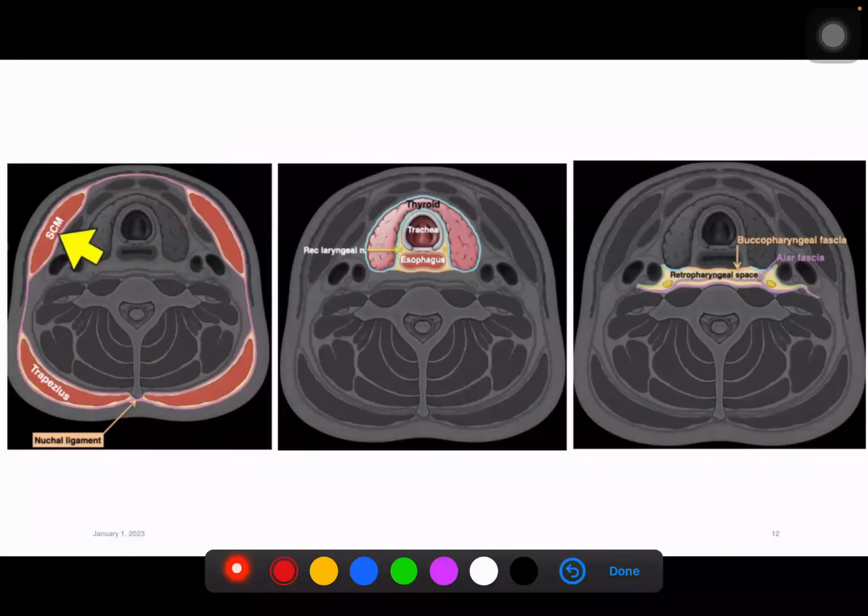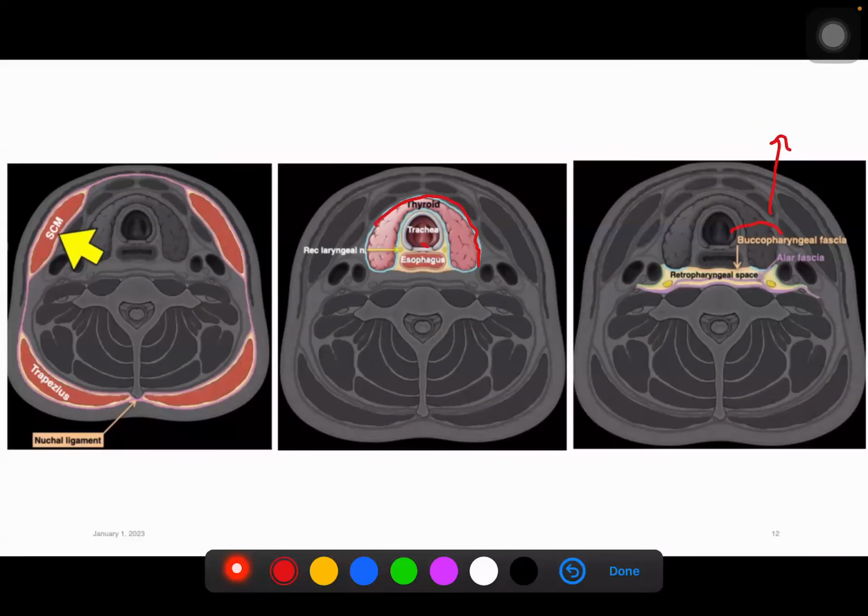Regarding the middle layer, it will encircle the viscera, including thyroid, parathyroid, trachea, and larynx above, and esophagus. It will also contain the recurrent laryngeal nerve. In other words, it will define visceral space. The posterior wall of pretracheal fascia is called buccopharyngeal fascia, which will continue upward.